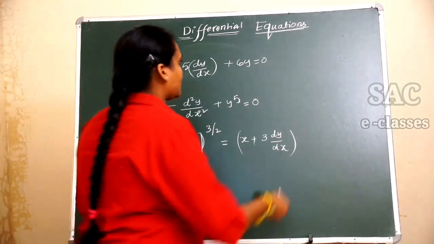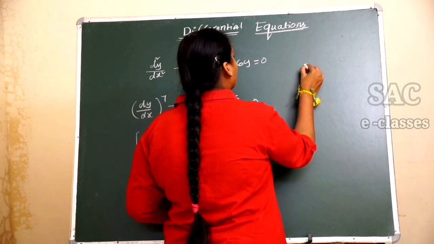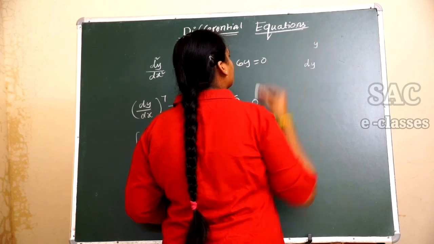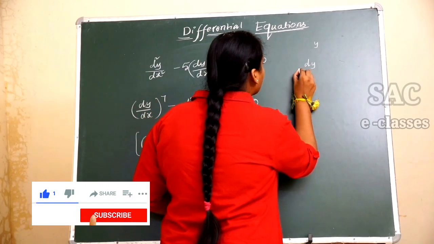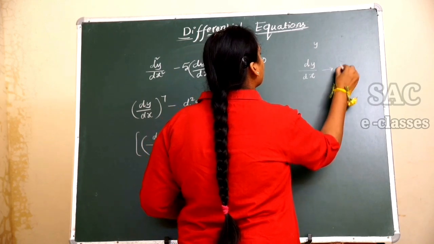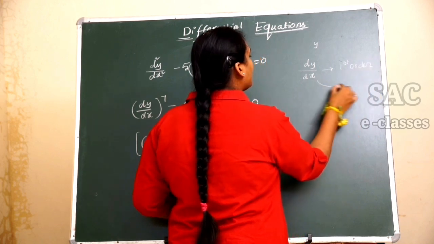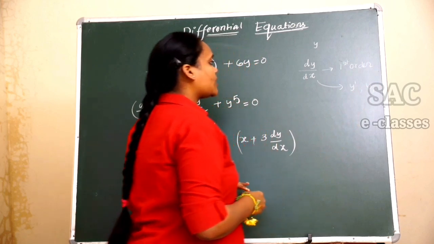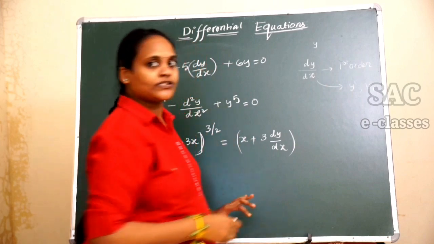Now, actually, what are the coefficients of the derivative? What do the derivatives mean? y is some variable. If we differentiate y with respect to x, we will get dy by dx. We call this the first order derivative. This can be written as y dash or y1, and we call that the first order differential equation.